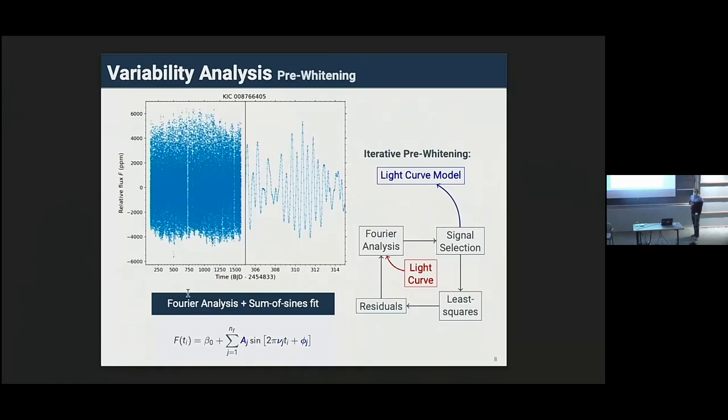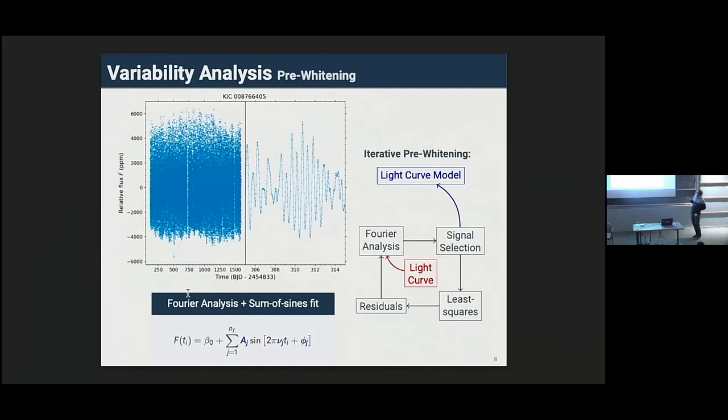So we determine which of the signals in the Lomb-Scargle periodogram is deemed to be, well, not most important, but which one has the largest amplitude. It's a significance criterion, basically. And then we add that to our sum of sines model, do a least squares regression, obtain the model, well, our sum of sines model, and then subtract that from the light curve to obtain the light curve residuals.